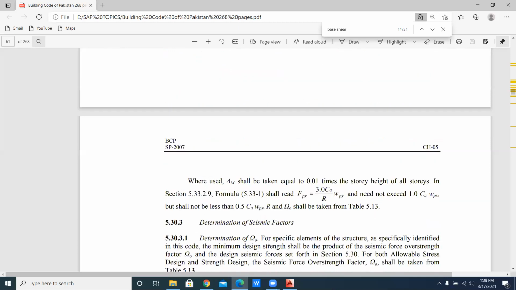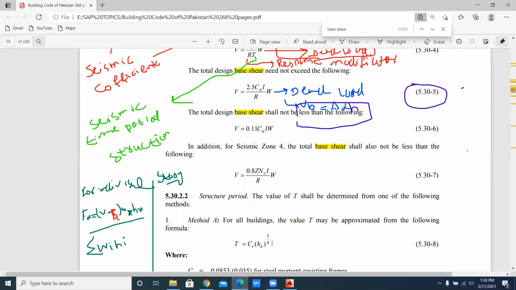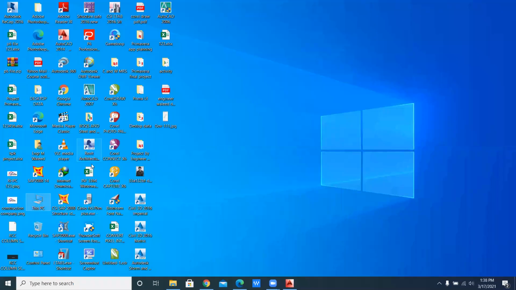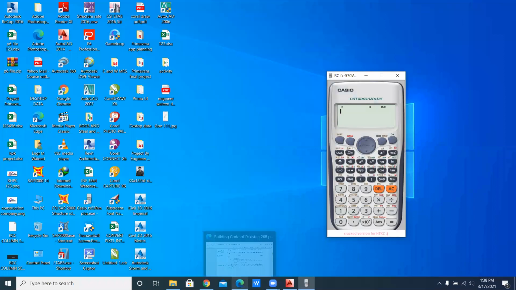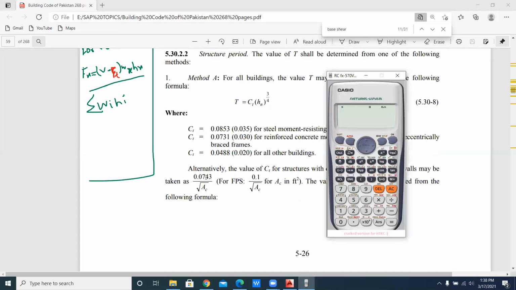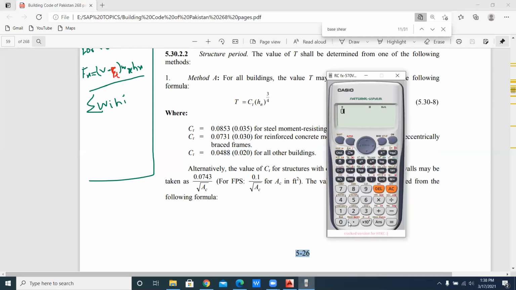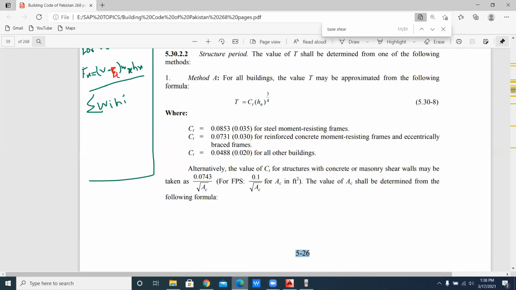If I move my mouse upward, you will see here T. I will open my calculator. That value is 0.0743. If you have a steel moment resisting frame, you can take this value. If you have a reinforced concrete moment resisting frame and eccentrically braced frame, you have this value, that is 0.0731. So 0.0743, you can multiply it with the height. How much height do you have to take?